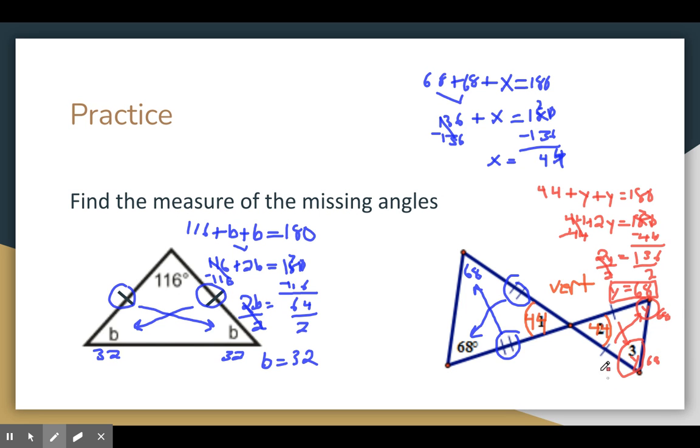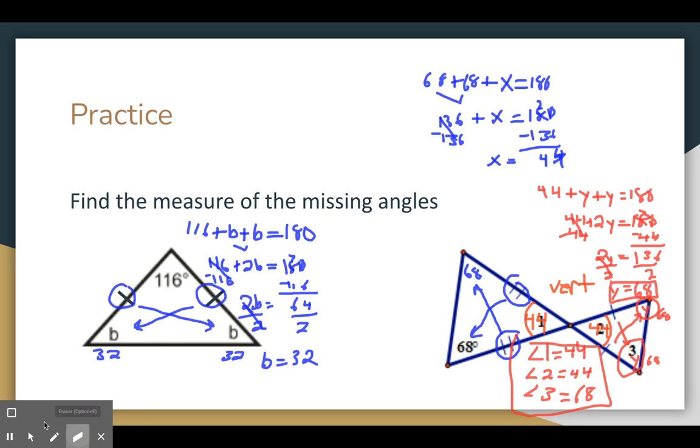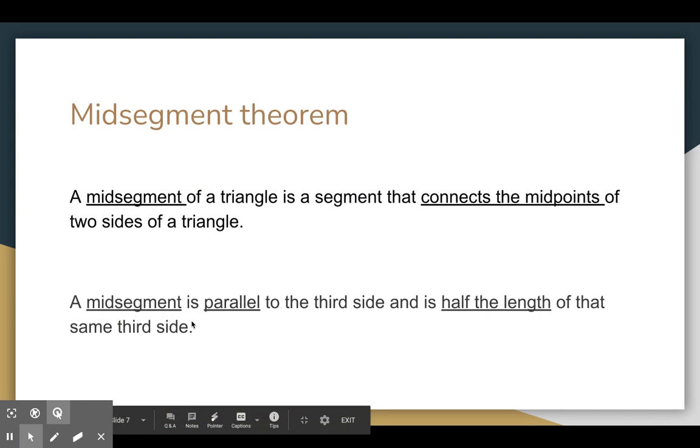So in conclusion, if we wanted to make this a little bit nicer, angle 1 equals 44. Angle 2 also equaled 44. And angle 3 that we were trying to find equaled 68. And that would be our answer there. Again, I apologize for the messiness. Okay, so that's the Isosceles Triangle Theorem.